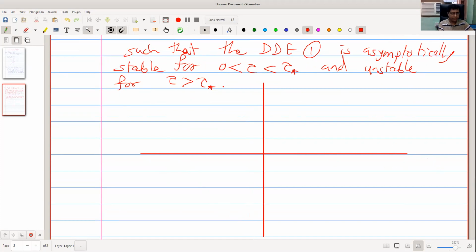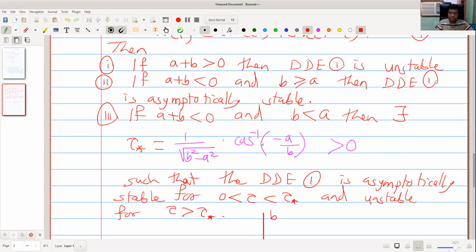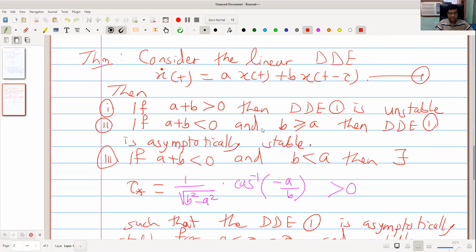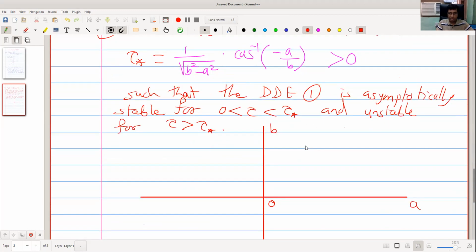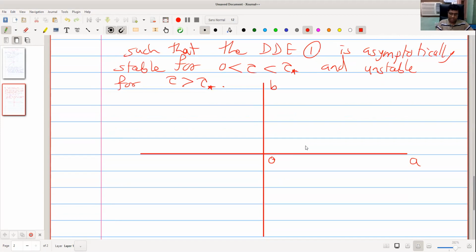Horizontal is axis a, vertical is axis b. This is the origin in the ab plane. Now we are going to sketch the stability region in terms of coefficients small a and small b. So what this result says is that we need the line a plus b equal to 0. What is a plus b equal to 0? It means b equals minus a. Okay, so this one.